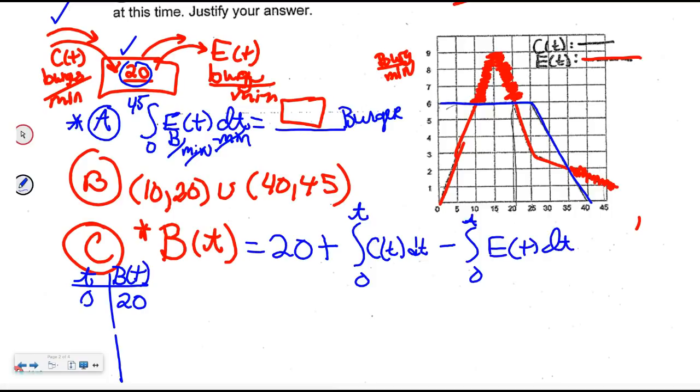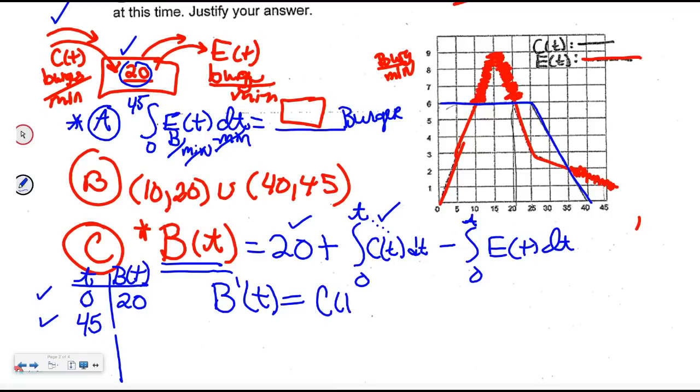Next up, a function achieves its absolute max or min at the endpoints, or anywhere where the derivative is 0, or at critical values. Now watch what happens when I take a derivative of my burger function. The constant goes to 0. The derivative of the integral is just the integrand, so it's c of t, and then this one will be e of t. And we're looking for where that derivative equals 0.